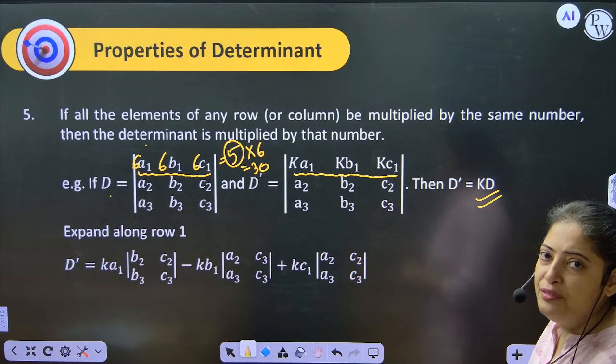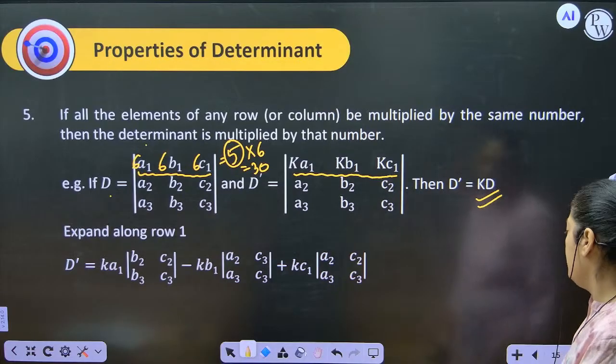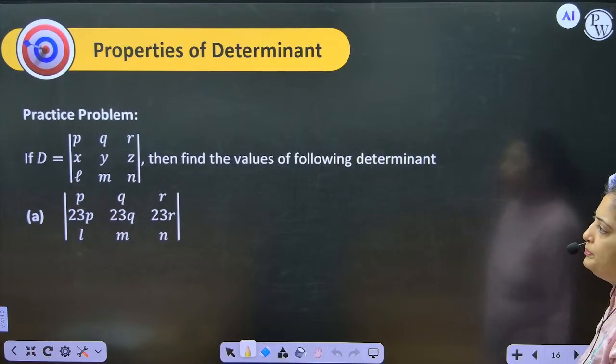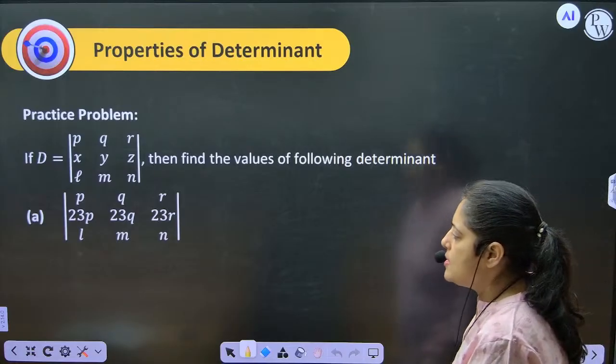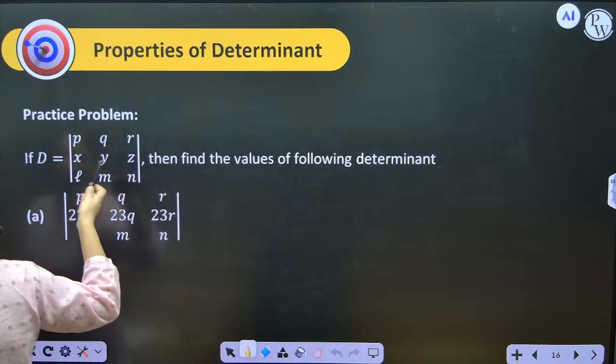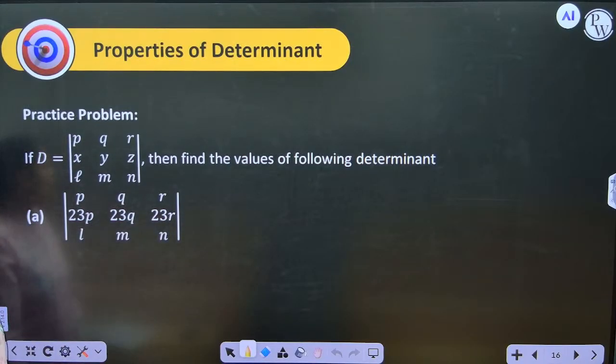Shall I move? Note it quickly. Practice problem. Now what does it mean? What it is saying? If D is this one, P, Q, R, X, Y, Z, L, M, N. Okay. Then find the values of the following determinant. Now what does it mean?